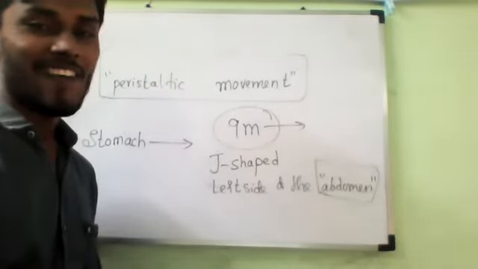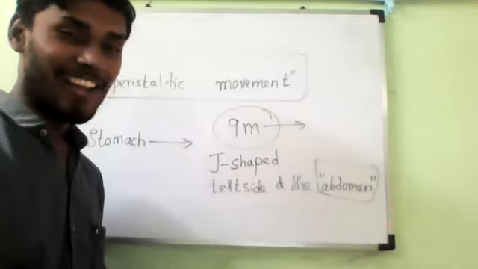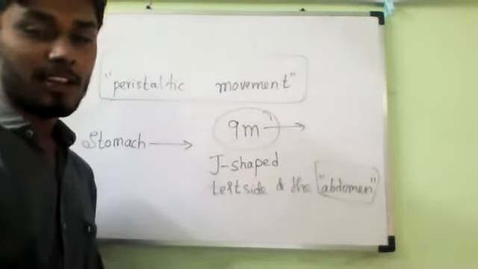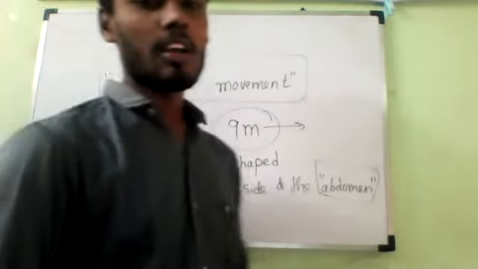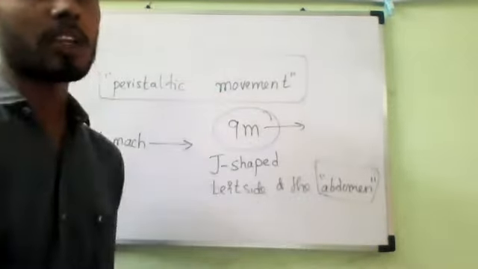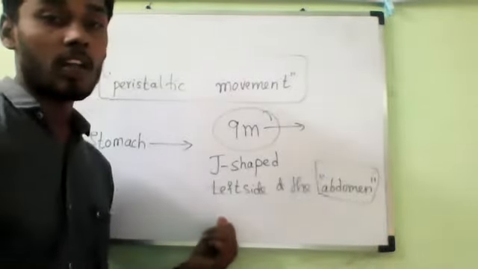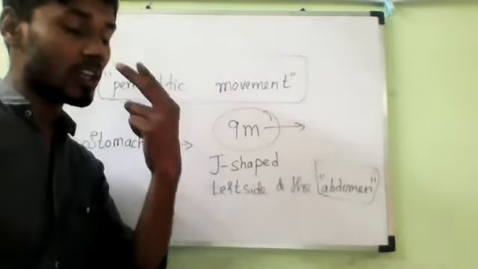This is the biggest digestive system, 9 meters. How much time will it take? Okay. So if you observe here, this stomach is a J-shaped organ which is present on the left side of the abdomen. That is why don't learn blindly.